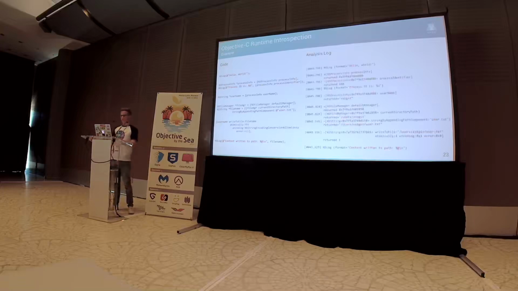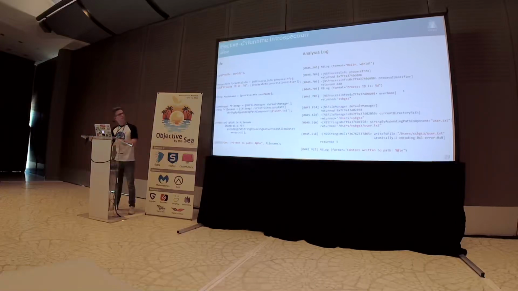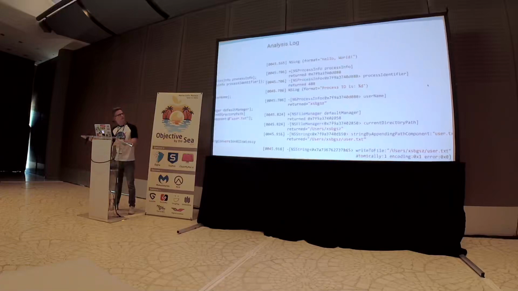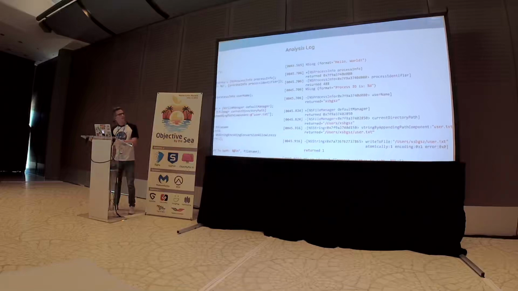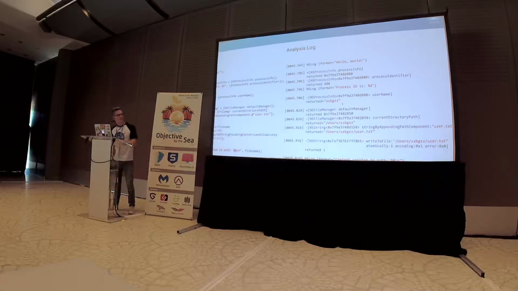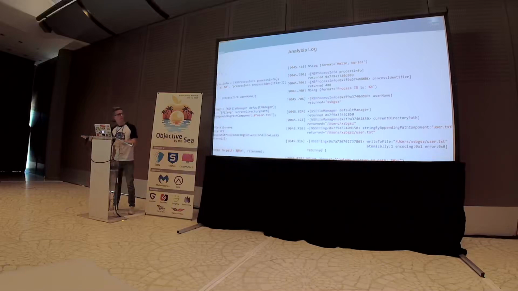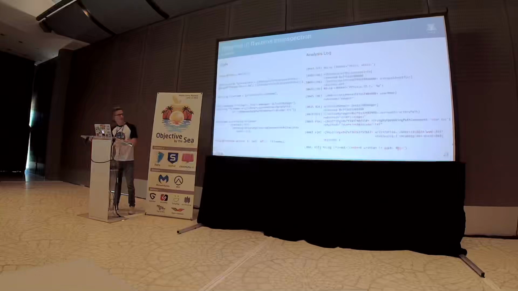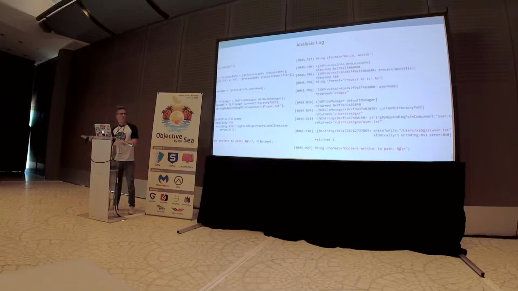And now, if you look at what this looks like in the analyzer, I hope it's large enough, and I can also try to zoom in a little bit. Okay, so we see that all the strings were basically extracted perfectly. Here we see the return value of the process ID. We see all the object addresses. We see the return value of the username. The path construction was reconstructed properly. And yeah, we also see the write to the file in the end.